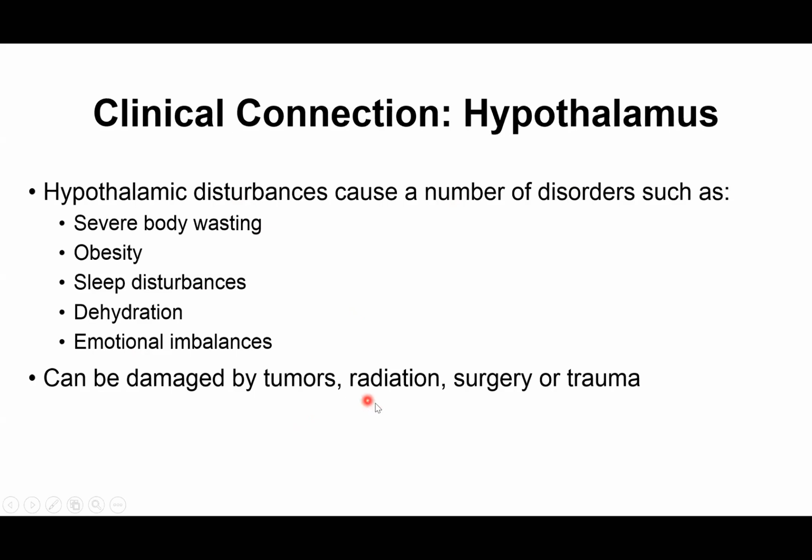Also radiation therapy. Radiation therapy targets tissues and basically destroys them. And so radiation therapy can also be a cause of hypothalamic damage. Surgery, any kind of brain surgery, for example, the hypothalamus could be damaged. And then, of course, any kind of trauma, any kind of major head injury could result in damage to the hypothalamus, which could ultimately lead to many different effects.